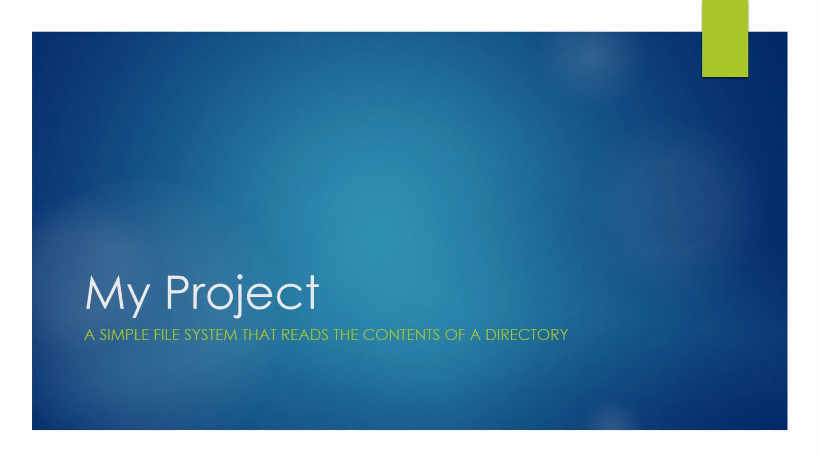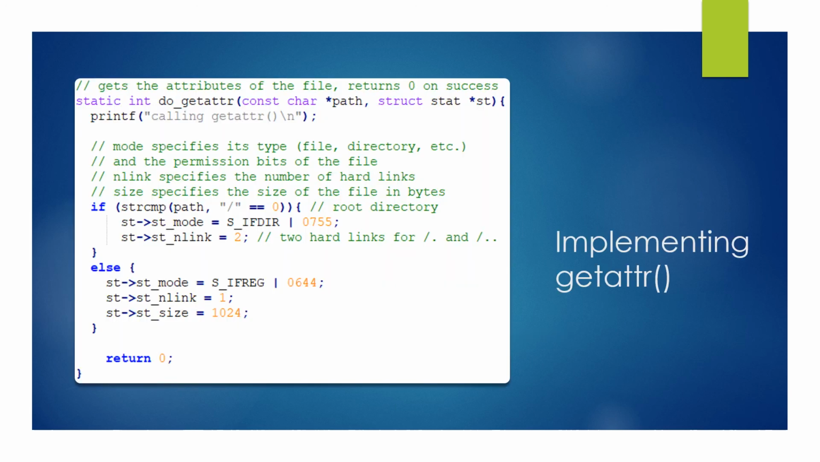Finally, in my project, I wanted to create a simple file system implementation that reads the contents of a directory. This function is one of the more essential functions in a file system. It mainly gets the attributes of the file, mainly what type of file it is and what to do if it's a directory or a regular file. Mode specifies its type, whether it's a file, directory, whatever, and depending on that, it sets the permission bits of the file.